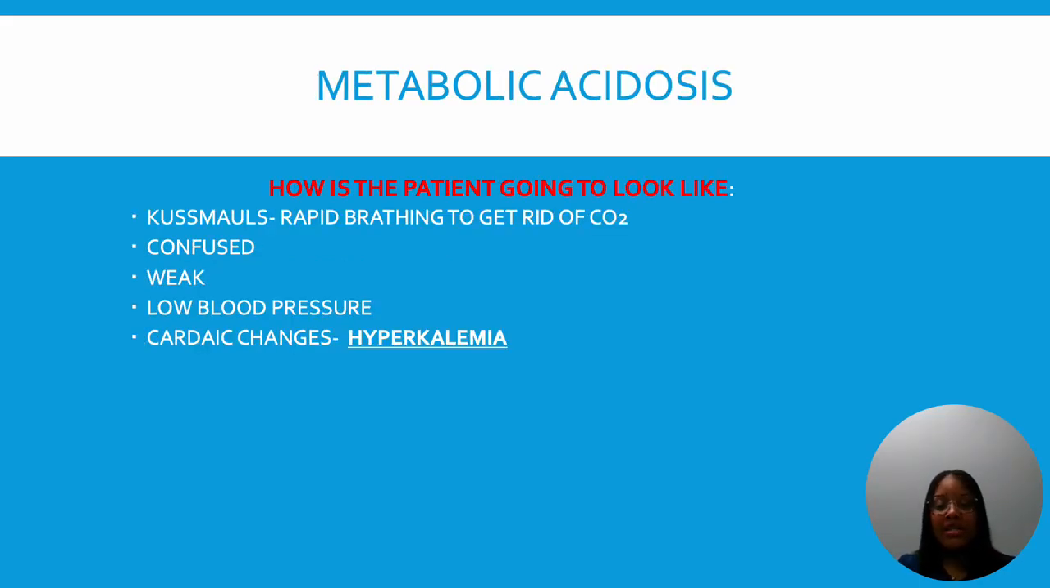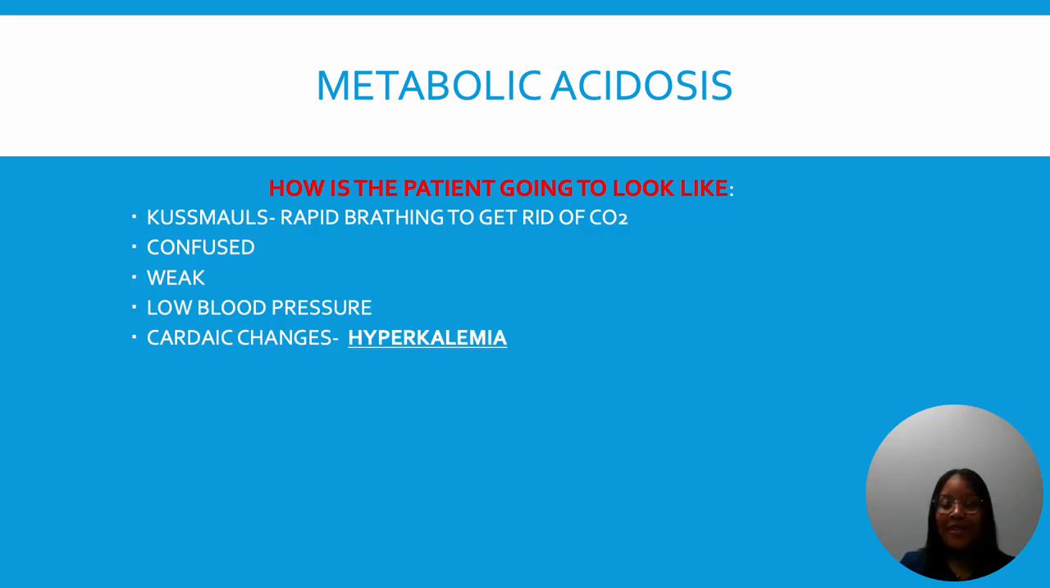So how is this patient going to present if they're in metabolic acidosis? On your exams, you will have to read ABGs, but you'll also be given a patient scenario, and they will want you to figure out which acid-base imbalance that patient is experiencing. If your patient has Kussmaul's breathing, this is rapid breathing. Remember, this patient is going to be breathing so fast to get rid of the CO2.